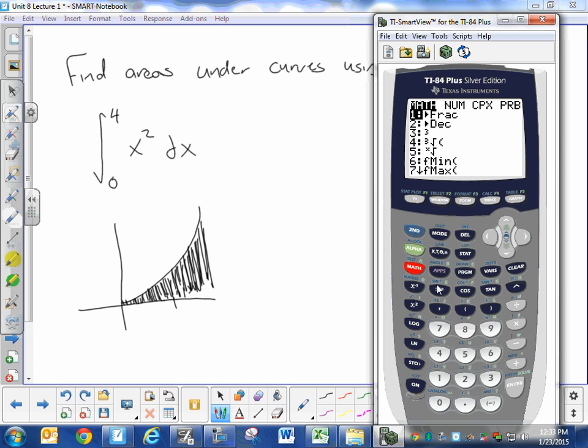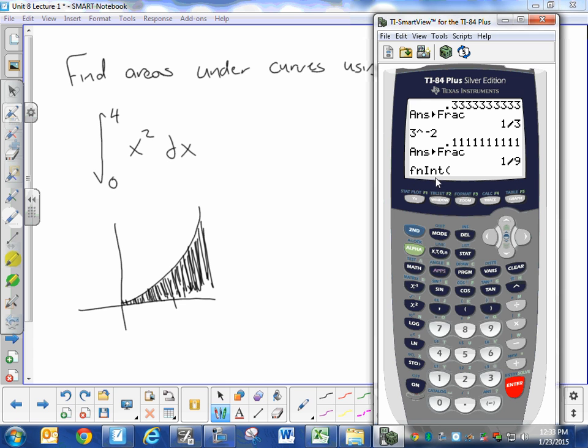You go to math, and you go down to 9, fnInt. We know nDeriv is take the derivative. fnInt is your integral, or find your area. Okay? Now, some of you, the notation that you see right here pops up. This is a piece of cake for you. You can just type in what you see.